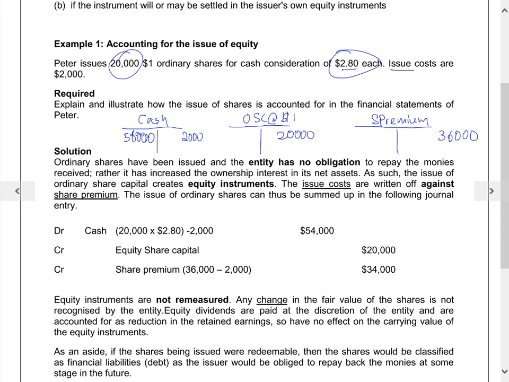Debit. Do not debit expenses. We debit out from our share premium. Utilize share premium. So no expenses, but we reduce our share premium.